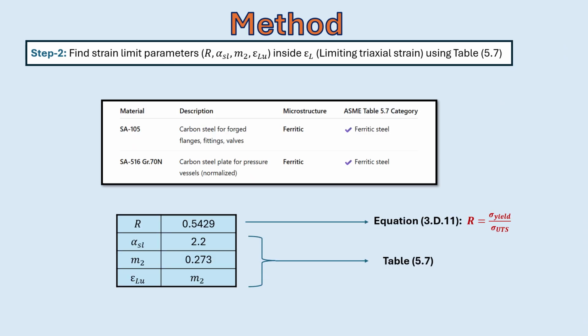Step 2 is to collect strain limit parameters from table 5.7. In this case, both the materials SA105 and SA516 fall under ferritic microstructure, so according to the ASME table 5.7 category, we use ferritic steel, and we can get the values of R, alpha, M2, ELU. The R is the ratio of yield stress versus UTS, and they will be different for both of the materials. And alpha and M we can get from the table. ELU is the same as M2, because if the elongation and reduction area are not specified, we use them the same.